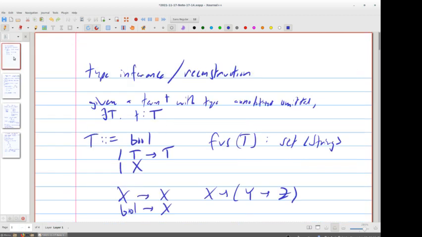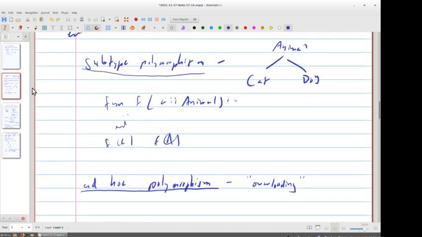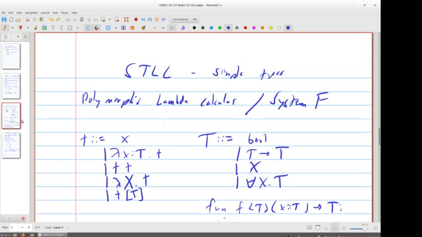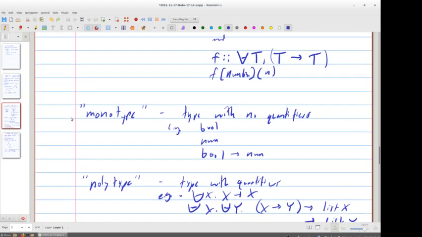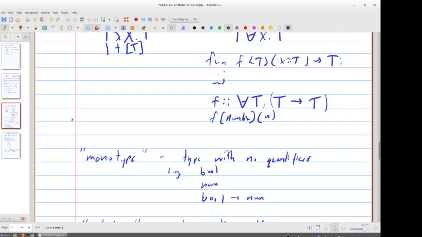Then, a slight detour before we get to more type inference: we were just talking about parametric polymorphism and how it differs from other kinds of polymorphism. Polymorphic types are types that look like this. You call them universal types. They're types with for all quantifiers like that.